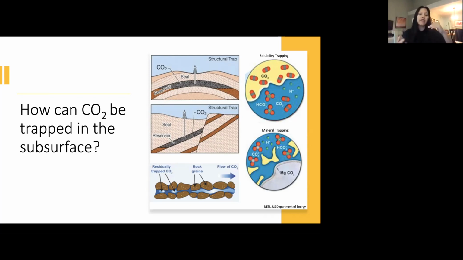But other than that, there is also residual trapping, and the structural trapping does not necessarily have to happen in order for the residual trapping to happen, because it happens when the CO2 is migrating from the well towards the structural trap itself. So as you can see, we inject the CO2 in the reservoir.